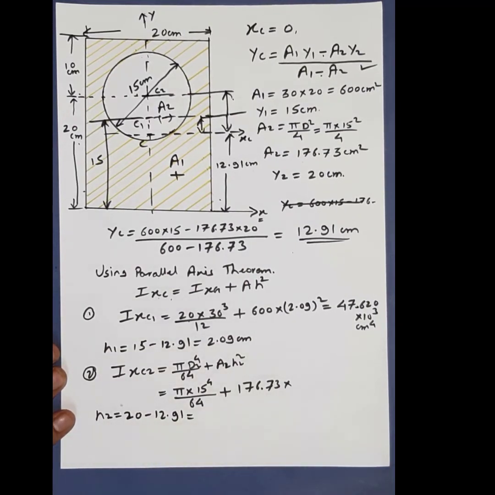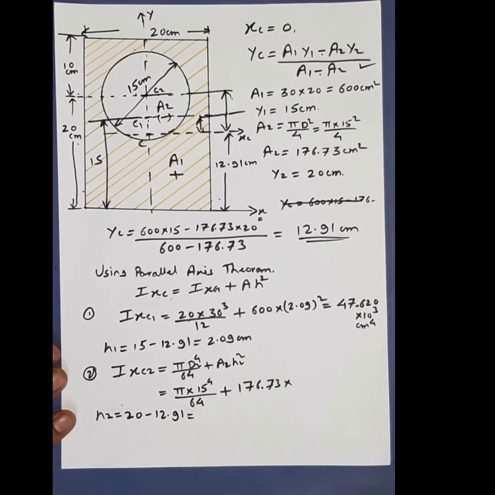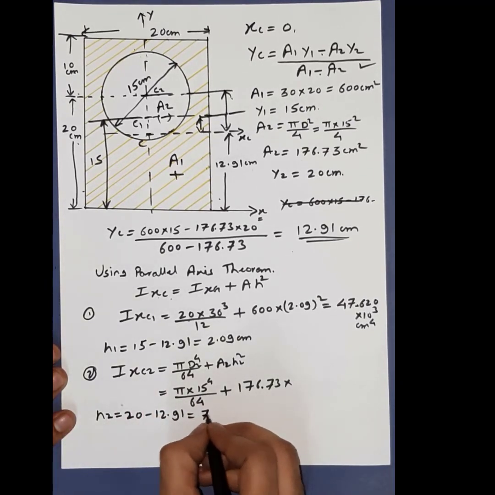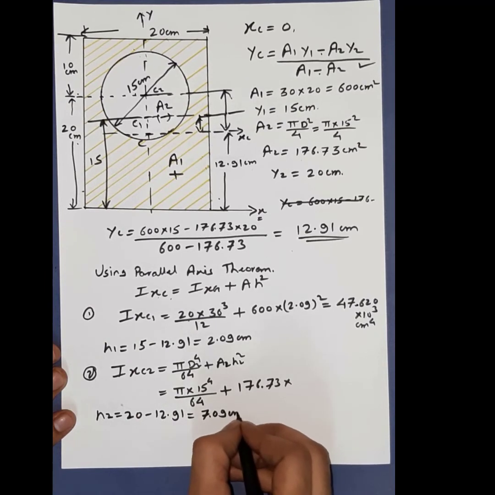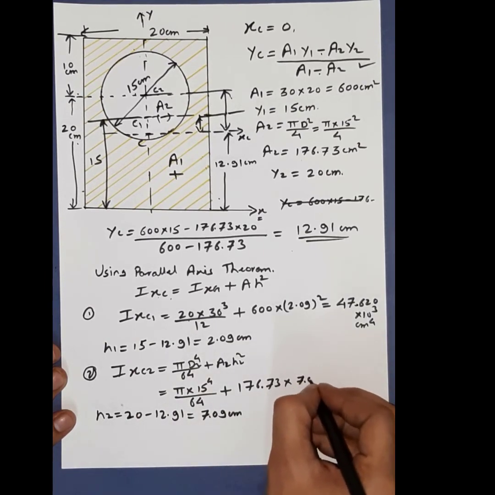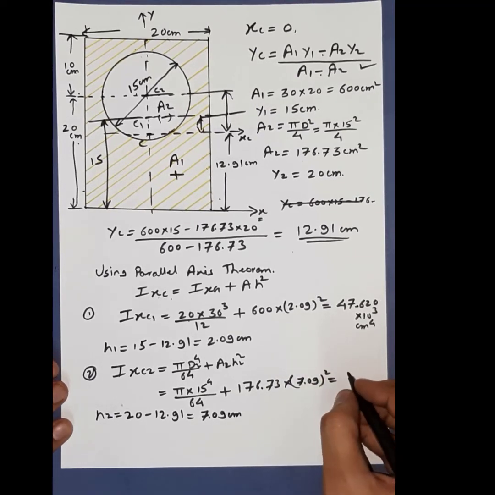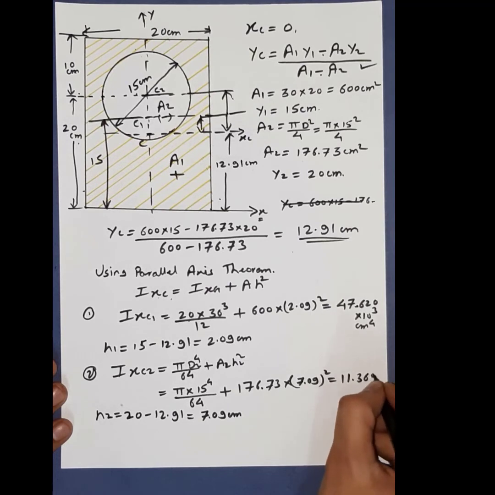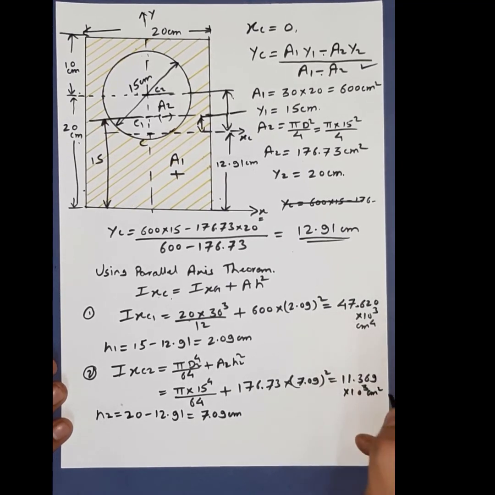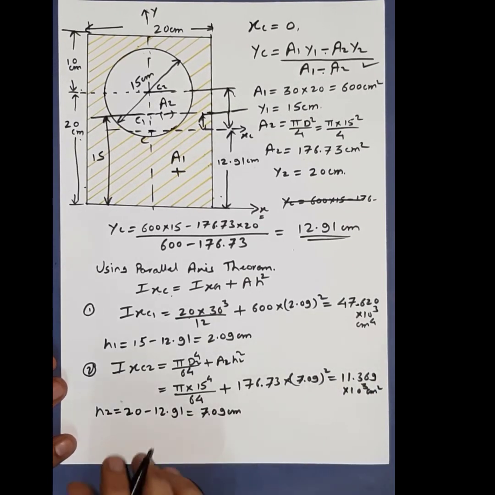That value is found to be 7.09 centimeter. So putting that value here, 7.09 square. Solving this, you will get the value of 11.369 into 10 to the power 3 centimeter to the power 4.